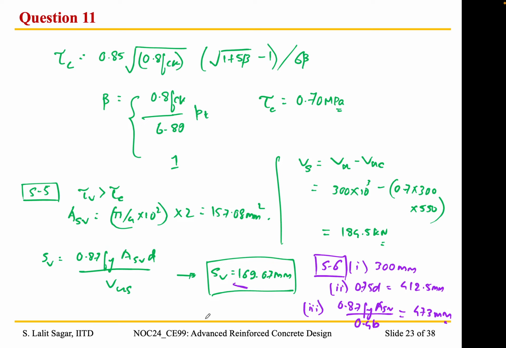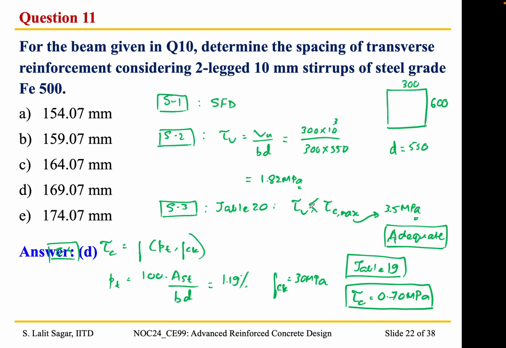So for this particular beam we can finally provide stirrups at a spacing of, of course the correct answer is 169 for the data that I considered, but we can ultimately say that we provide two-legged 10 mm diameter stirrups at 150 center to center, because it is desirable to provide the stirrups at a spacing in multiples of 25 mm. So this would be the correct answer. Okay, so option D. So we will move on to the next question.